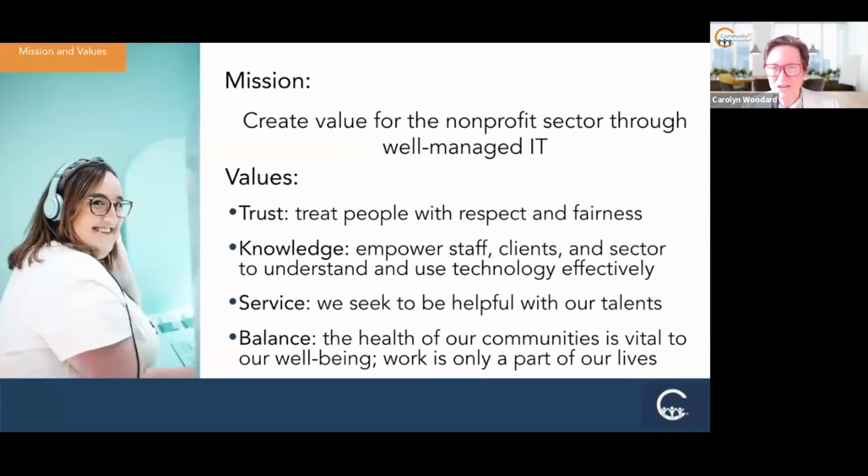A little bit more about us. As I said, our mission is to create value for the nonprofit sector through well-managed IT. We also identify four key values as employee owners that define our company: trust, knowledge, service, and balance. So we seek always to treat people with respect and fairness, to empower our staff, clients, and the sector to understand and use technology effectively, to be helpful with our talents. And we recognize that the health of our communities is vital to our well being, and that work is only a part of our lives.